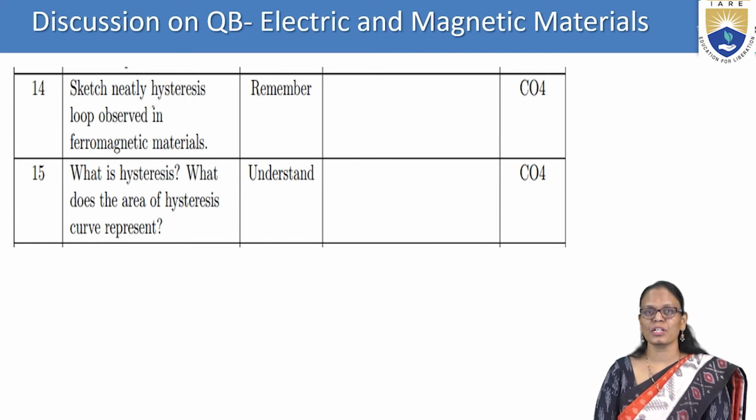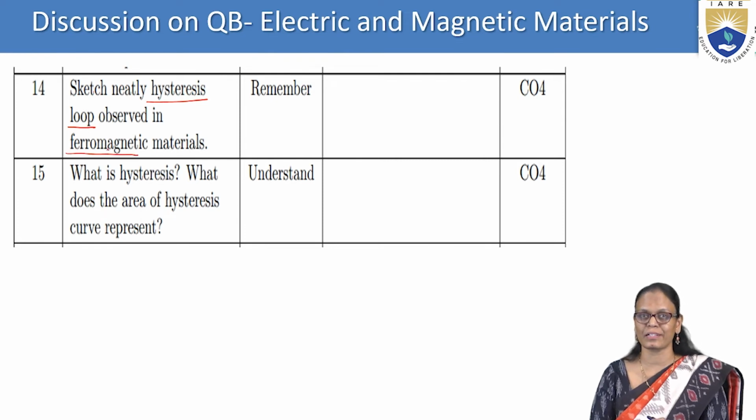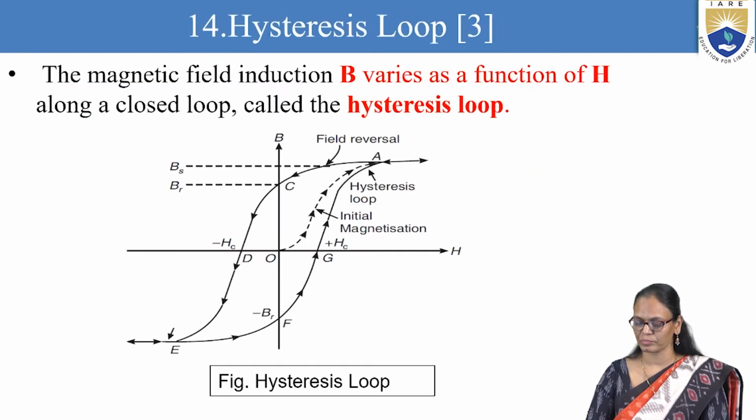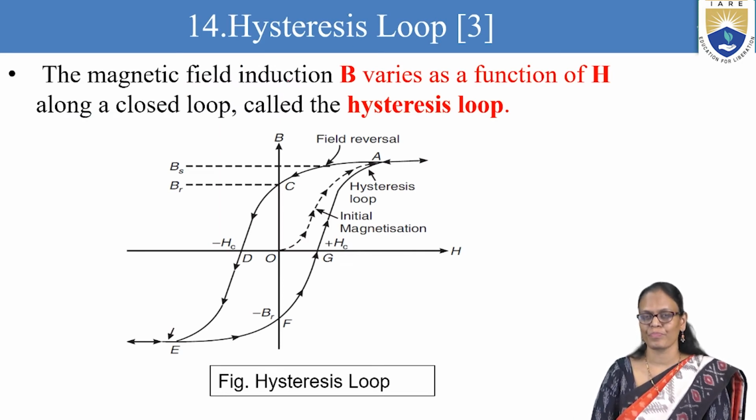Now the next question: sketch neatly the hysteresis loop that is observed in ferromagnetic materials. So what is this hysteresis and how is the loop formed? We will try to understand and sketch the loop. What is this hysteresis loop, and how do we get it?